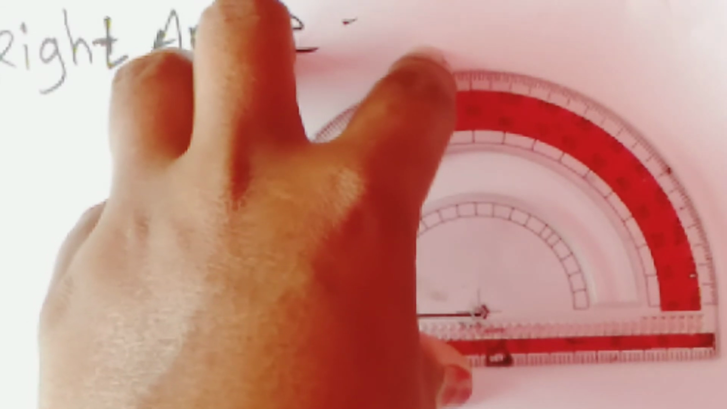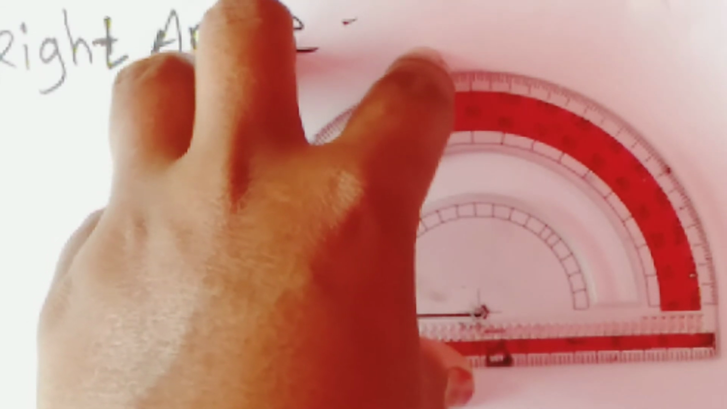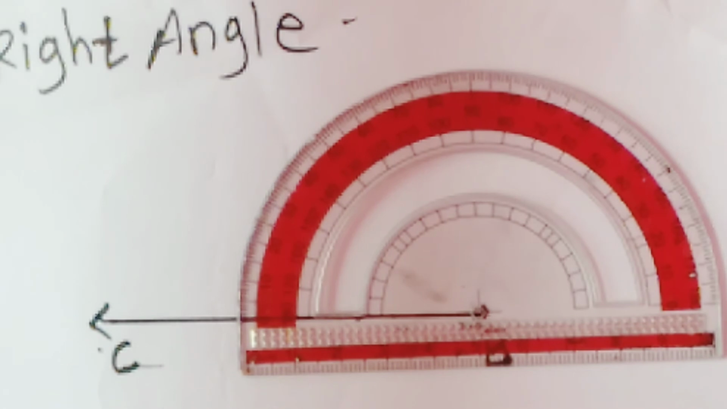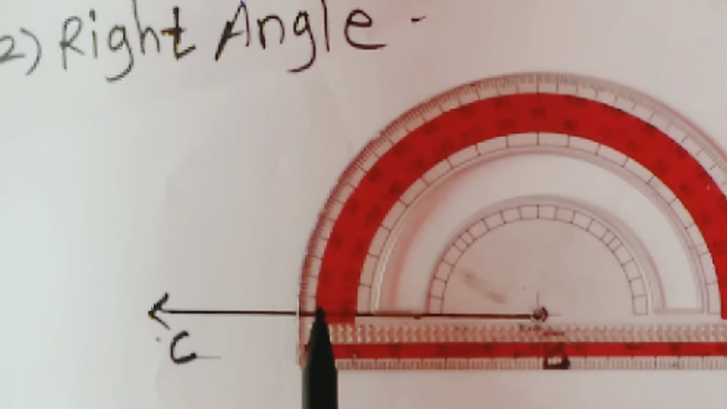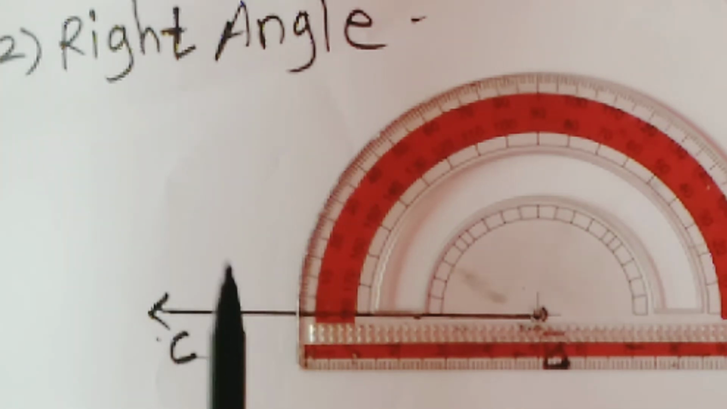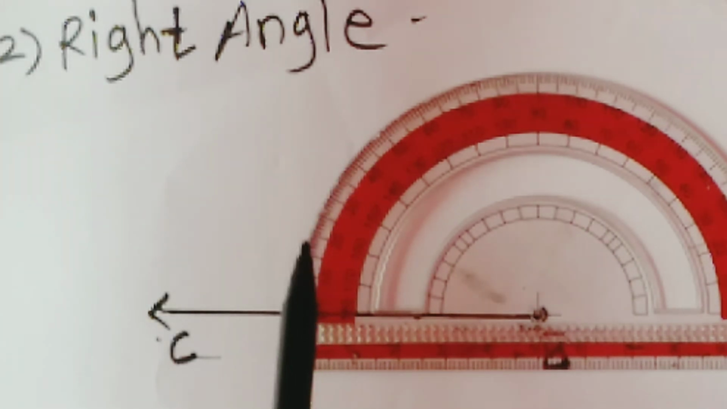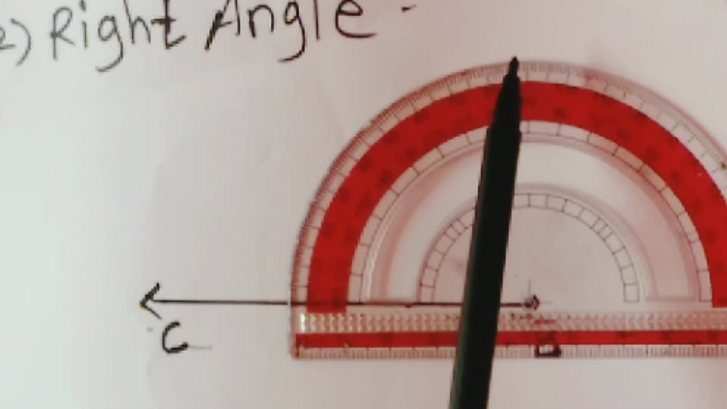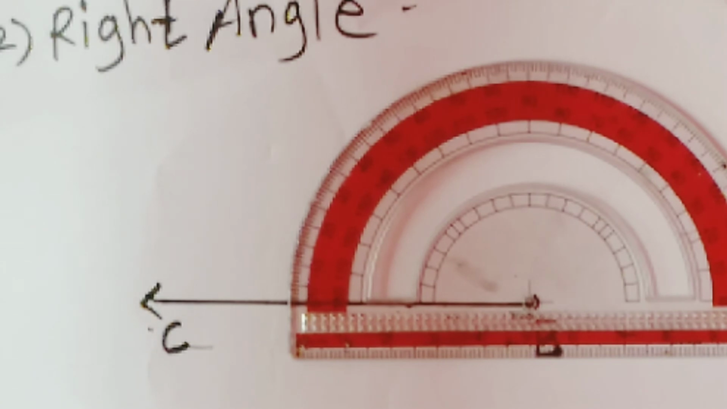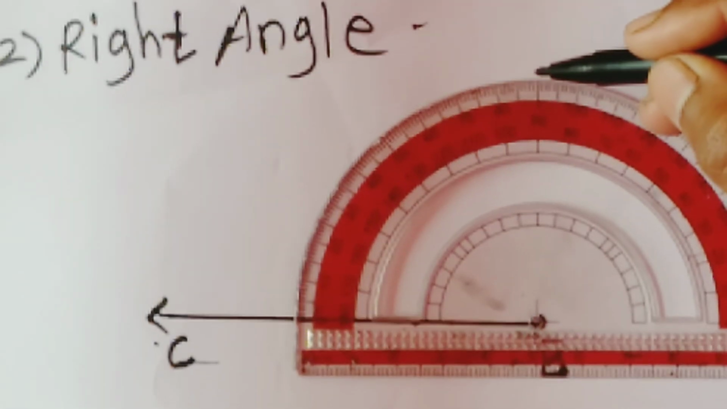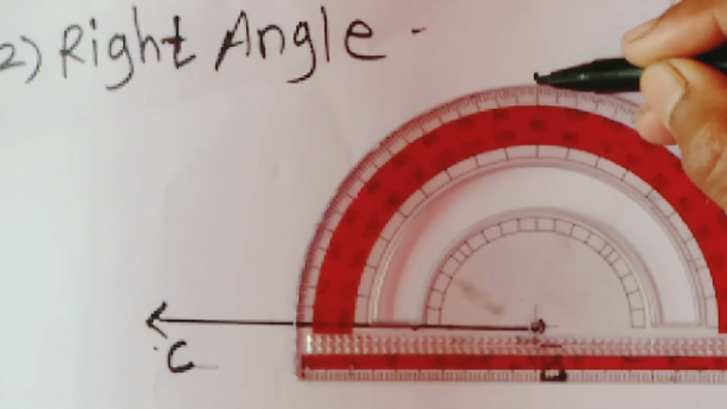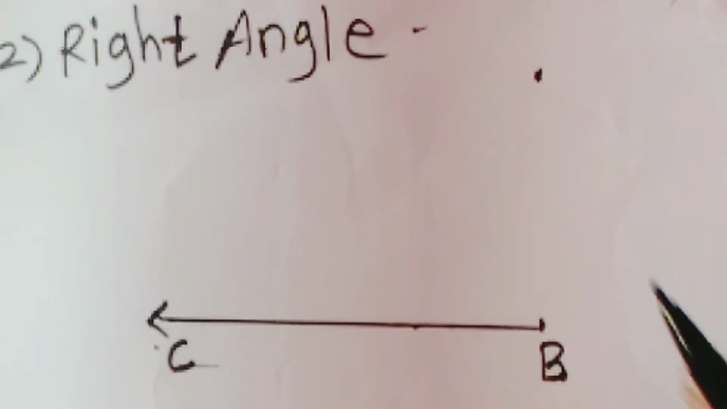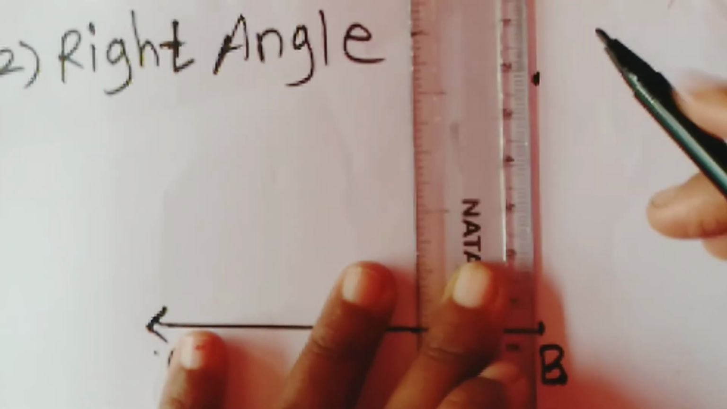Then measure the 90 degree. From where can you measure the 90 degree? From the outer scale. Okay. From here you have to measure. You know right angle means angle which measures 90 degree. Measure 0, 10, 20, 30, 40 up to 90. Here my 90 degree is here. So give the point here like this, and then join these 2 points.